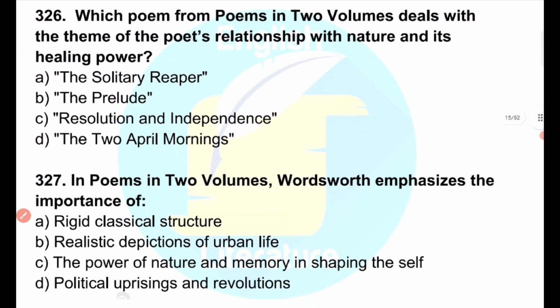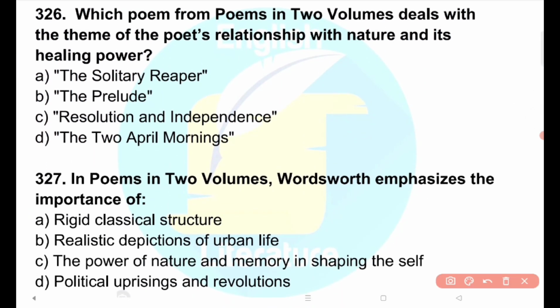Which poem from Poems in Two Volumes deals with the theme of the poet's relationship with nature and its healing power? Option A, The Solitary Reaper. The poem describes a Scottish girl singing while working in the field, emphasizing the power of song and memory rather than healing through nature.